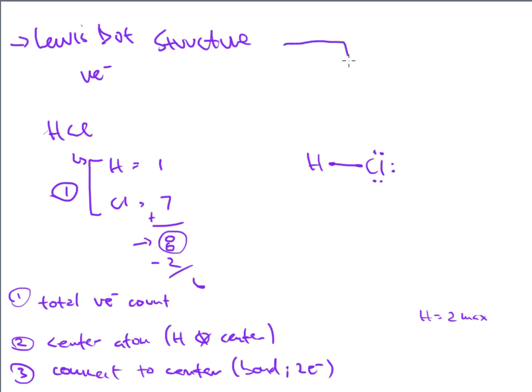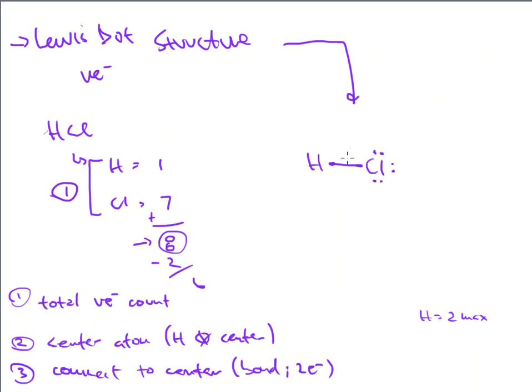So this is what we call the Lewis dot structure of HCl, which is hydrochloric acid, or hydrogen chloride if it was the salt. It could actually come to us in either form. But this is the Lewis dot structure of HCl.